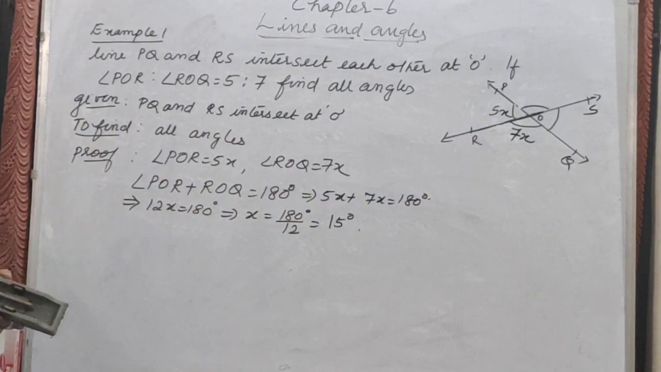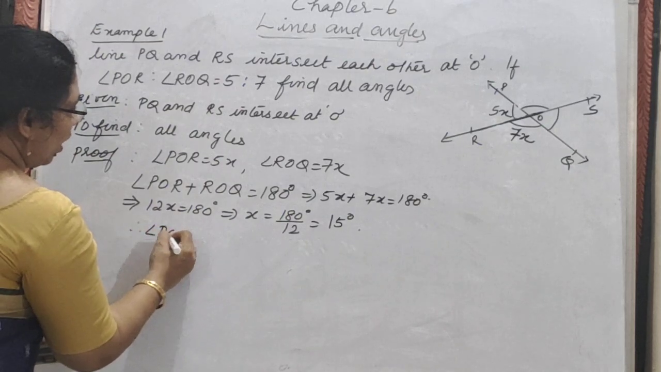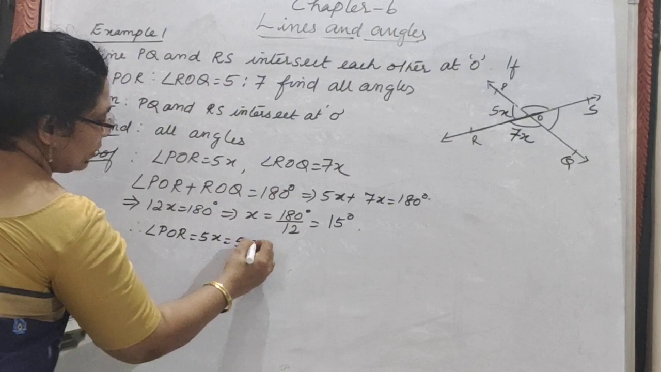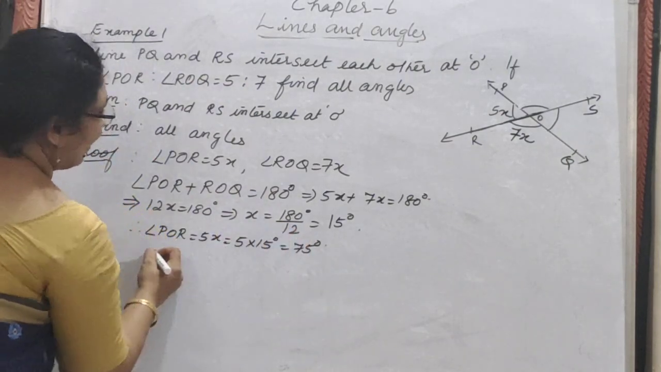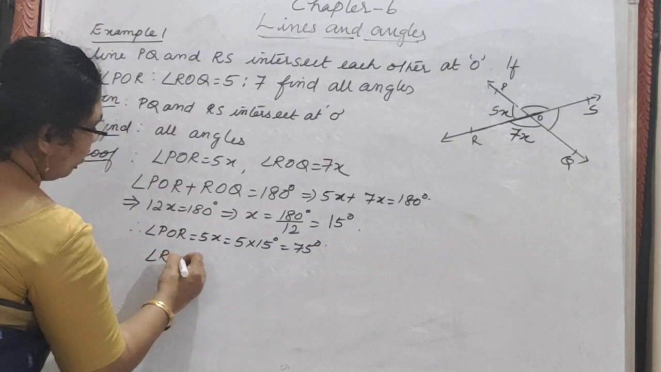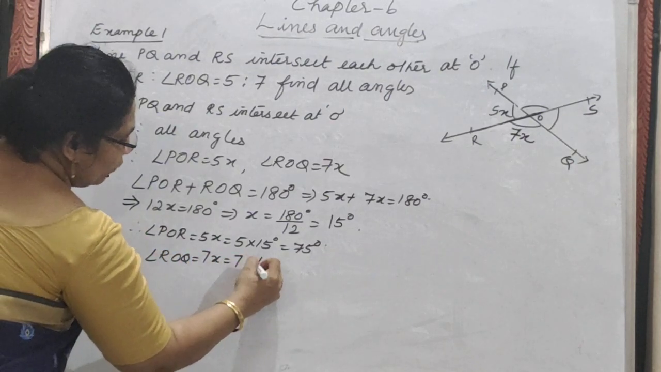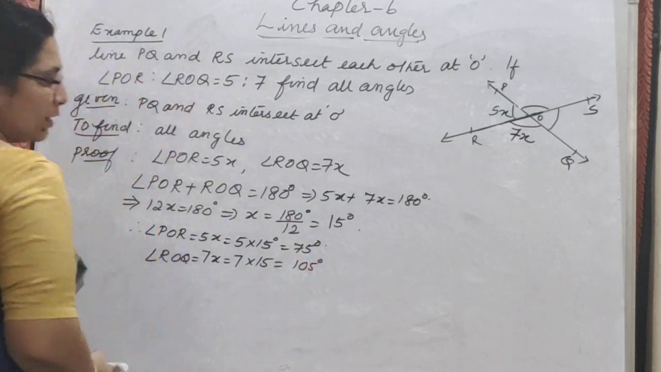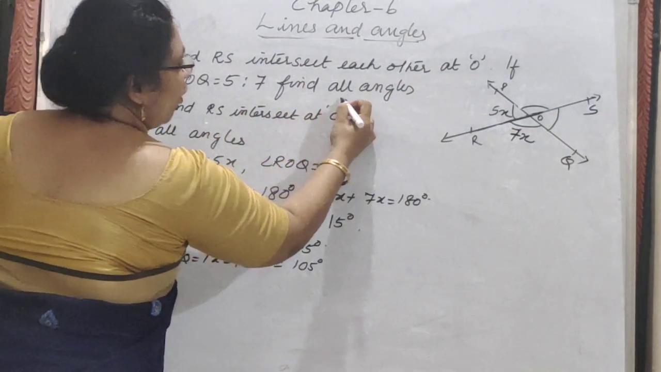Now we got the value of x, therefore we can write that angle POR equals 5x. So 5 into 15 equals 75 degrees. Again angle ROQ equals 7x. 7 into 15 equals 105 degrees, right? Now we got the two values. Now the question is asked for all the angles.